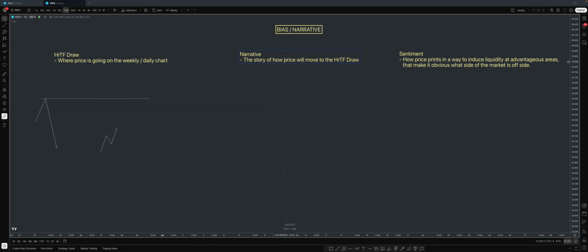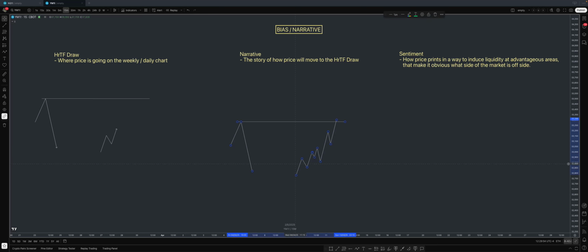The narrative is how price will move to that higher time frame area. So if this is the daily chart, I'll copy that and move it over here. The narrative is, okay, how is price going to go up in one direction to there? Or is it going to do something like this, like maybe engineer a short-term low, rally, take out that low, and then move up, and then pull back into a fair value gap, and then from there go up to the draw. So that's the narrative, the story on how price will move towards that draw.